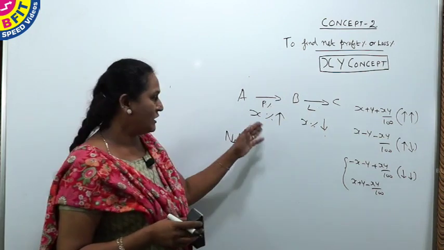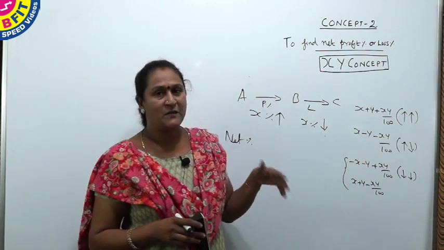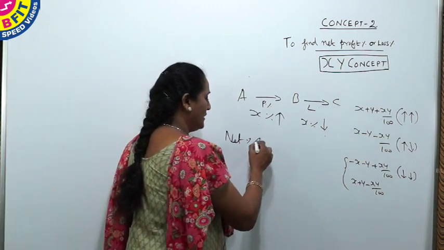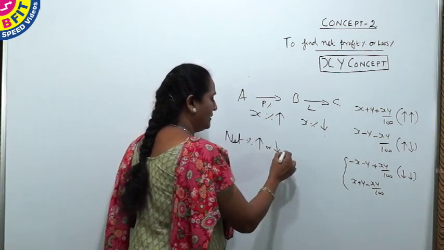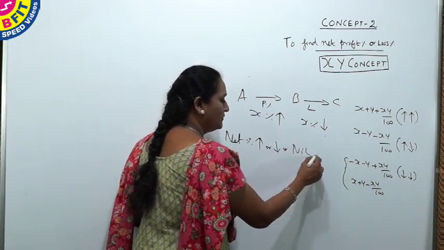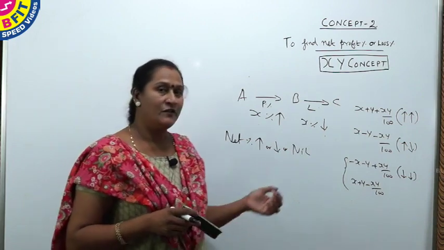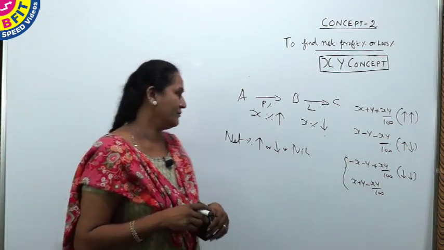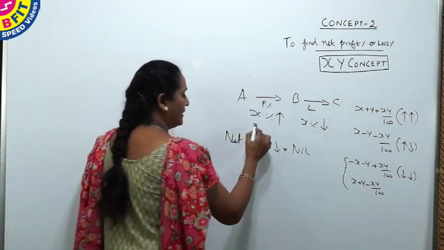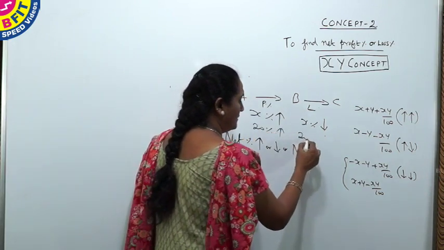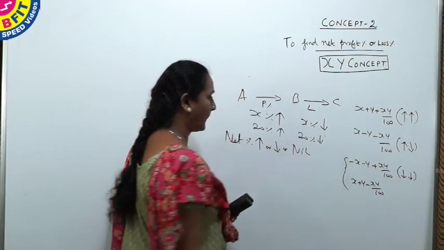So when it is increased by X% and it is decreased by the same X%, what will be the effect? Will it be an increase, a decrease, or nil effect? So what will be the answer here? We'll see what will be the effect on this. Suppose it is increased by 20% and then again decreased by 20%.